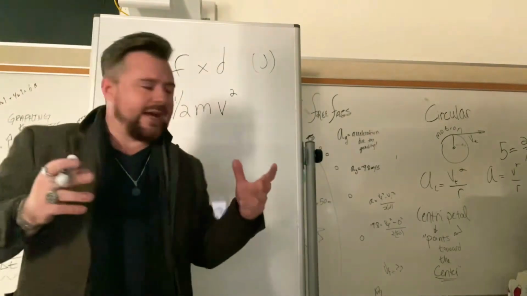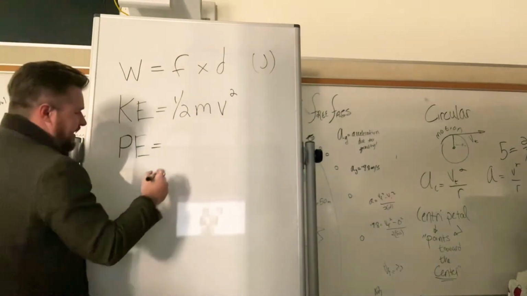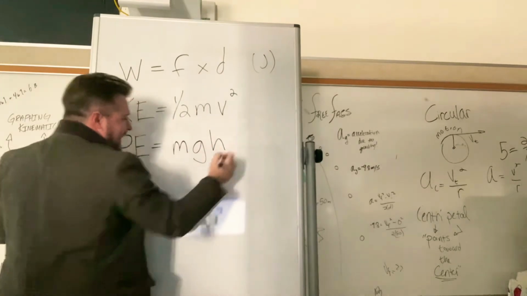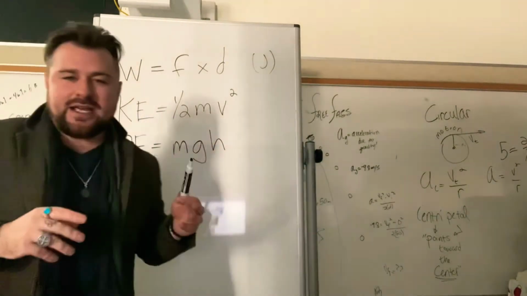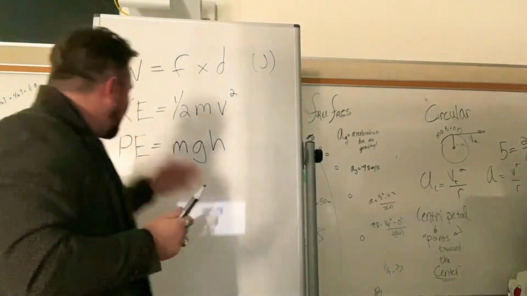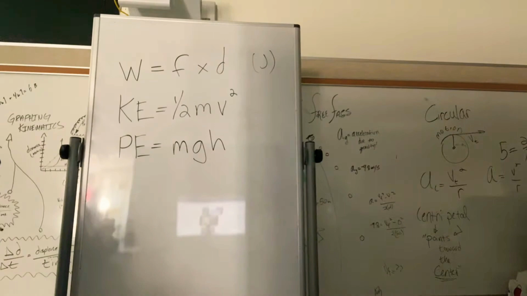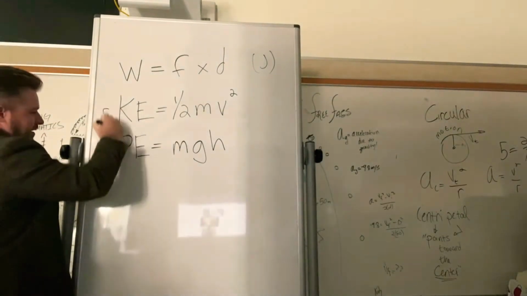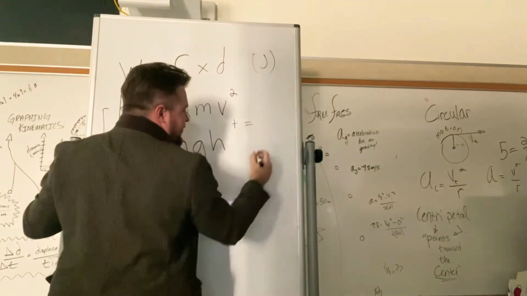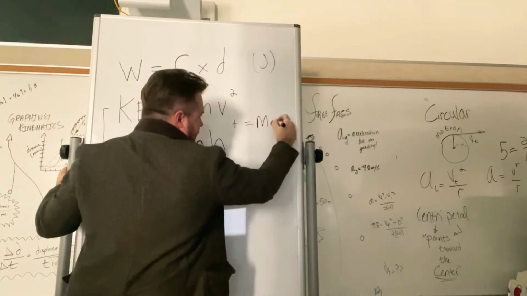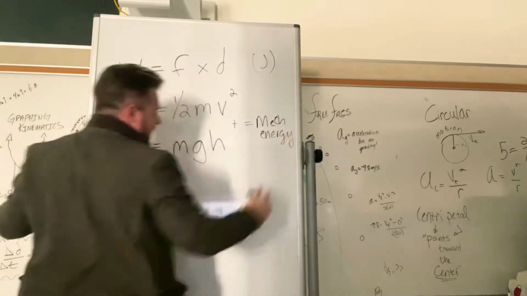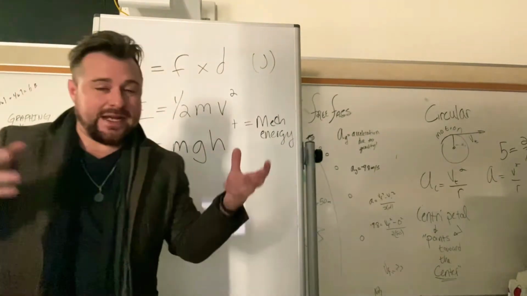So how much does it have? Well, my potential energy is the object's mass, times its gravity, times its height, mgh. What is gravity? 9.8. We've been knowing that. So I've got my kinetic energy and my potential energy. And notice these two right here, if you add them together, it equals mechanical energy. That's the combined total of something's potential and kinetic energy.